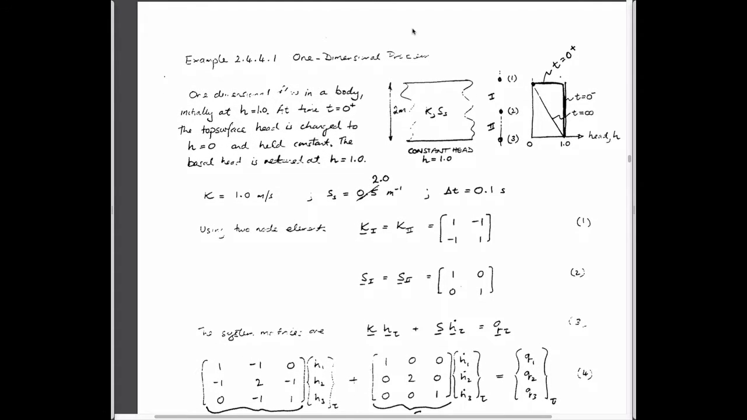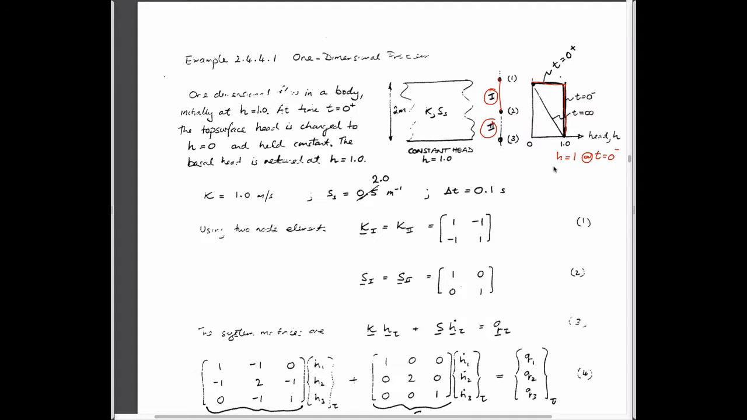So here's the idea. A very simple problem of a one-dimensional flow system. What we'll use is two elements with nodes 1 and 2. This is element number 1. Element number 2 has nodes 2 and 3. You start off with the initial condition being that the head is uniform and equals 1 at t equals 0 minus.